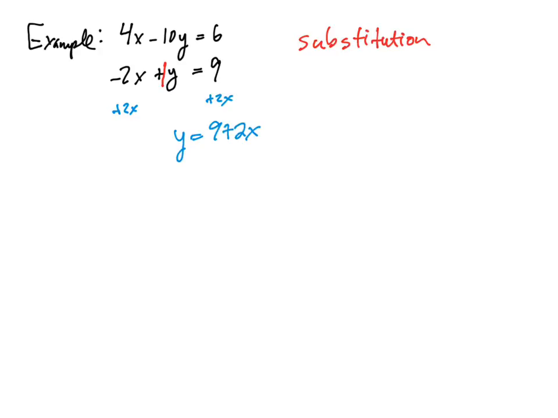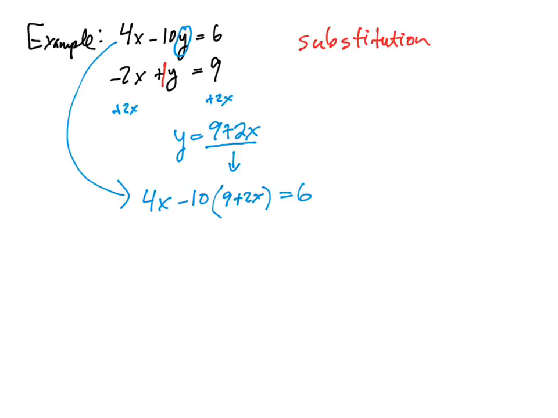And then what we do is, because we have one of the variables solved for, we're going to substitute what that variable is equal to into the other equation for y. So what we do is take that first equation, 4x minus 10, and then in place of y I'm going to substitute 9 plus 2x. So now we have a single equation with just one variable, so we are able to solve this for the variable. So 4x minus 90 minus 20x is equal to 6.